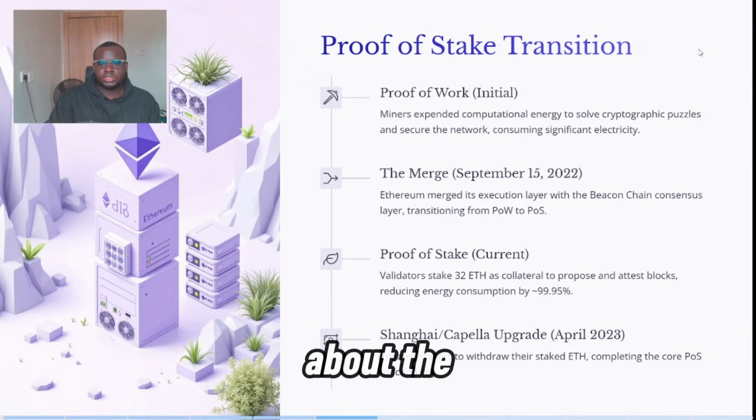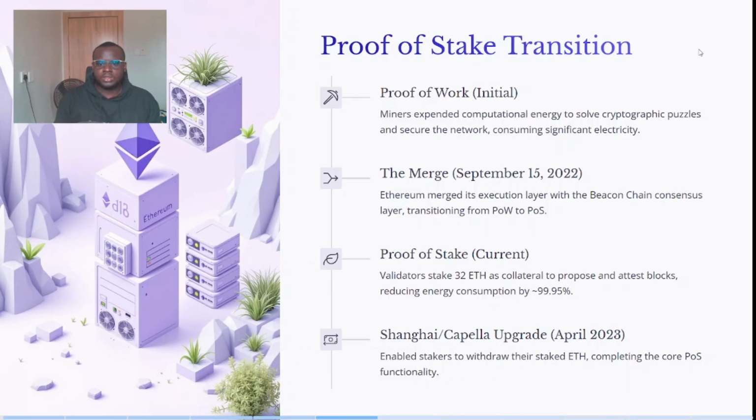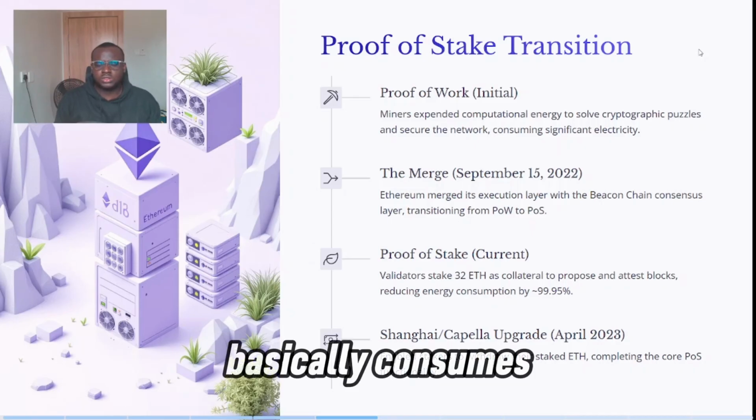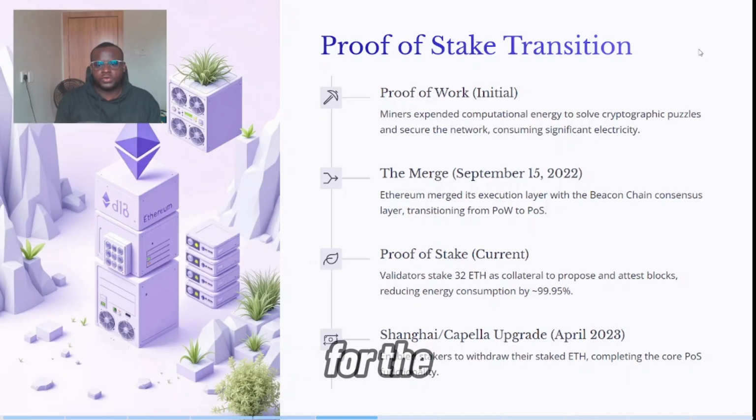So we're going to talk about the transition from proof of work to proof of stake in the Ethereum network. Ethereum started with proof of work, which is a way by which miners expend energy to solve cryptographic puzzles by determining the previous hash so that they can add it to the block and then choose the next block. This consumes significant electricity, and it was not good for the environment.